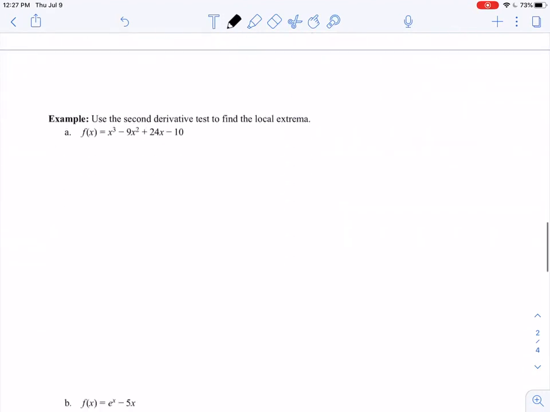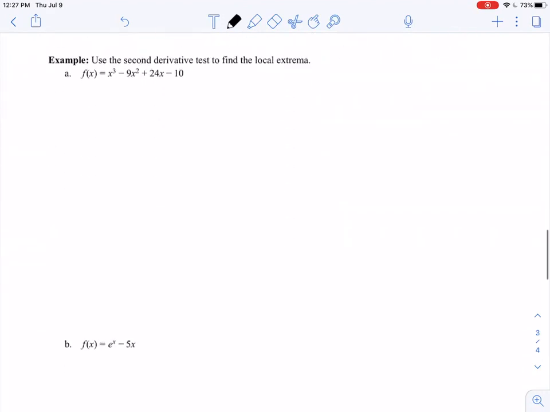So here we're going to use the second derivative test to help us find local extrema, just to get a little bit of practice with it. So here I have f of x equals x cubed minus 9x squared plus 24x minus 10. I want to start by finding my first derivative. So here I have 3x squared minus 18x plus 24. I'm going to take that derivative, set it equal to 0 so that I can find my critical points.